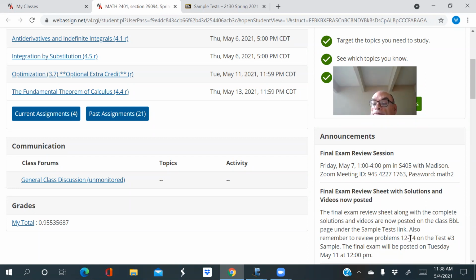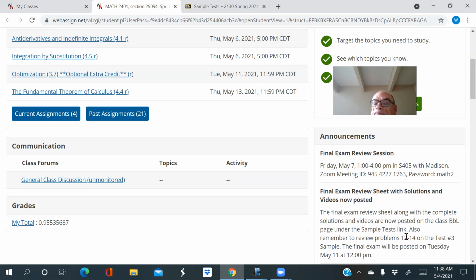But now I'll have to update my solution sheet for that test number 3 sample, because I don't have the solutions to these problems there yet. By the time you finish the test, they will be there. So look at problems 12 to 14, not 15. 15 is the last problem.